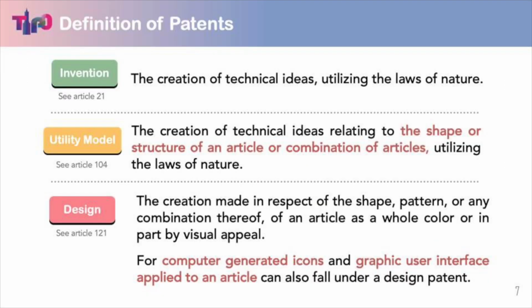So now we know there are 3 types of patent. Here are their definitions. Invention pertains to physically possible technical ideas. Utility model pertains to the shape or structure of an article or combination of articles. And design pertains to the visual appearance of an article. In particular, computer-generated icons and graphic user interfaces applied to an article can also fall under a design patent.